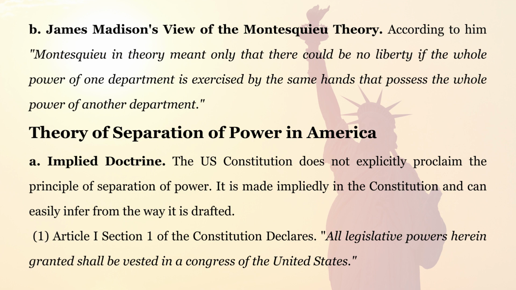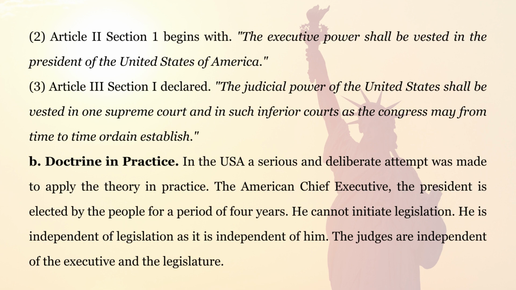1. Article I, Section 1 of the Constitution declares, all legislative powers herein granted shall be vested in a Congress of the United States. 2. Article 2, Section 1 begins with, the executive power shall be vested in the President of the United States of America. 3. Article 3, Section 1 declares, the judicial power of the United States shall be vested in one Supreme Court and in such inferior courts as the Congress may from time to time ordain and establish.